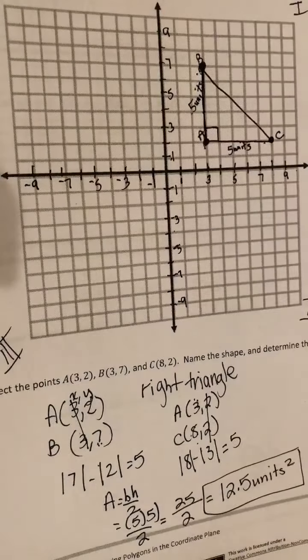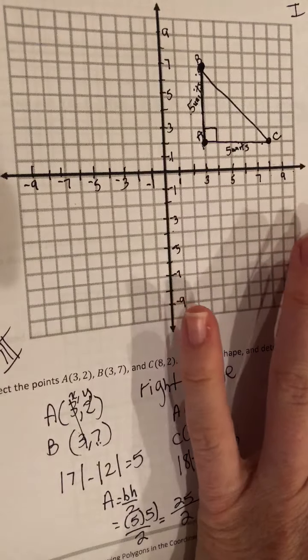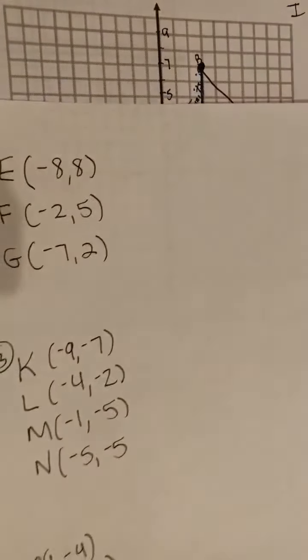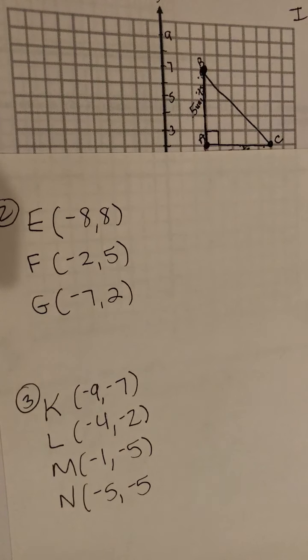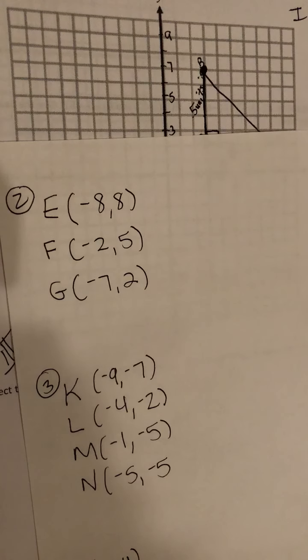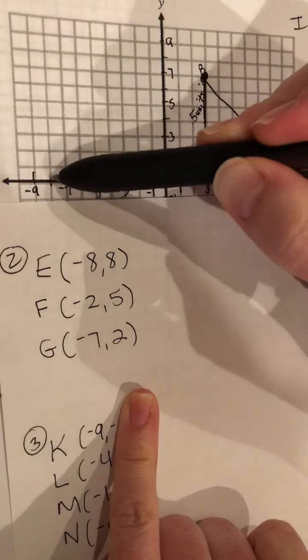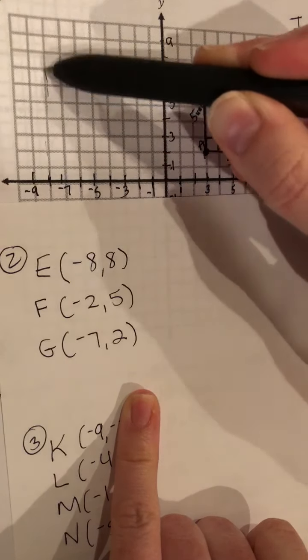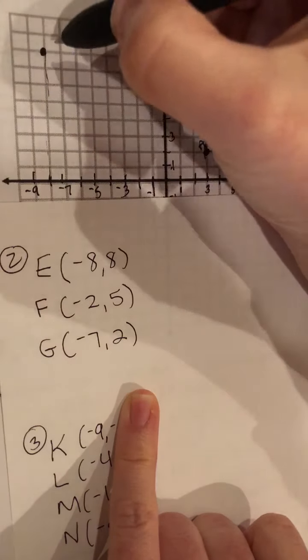Okay, the next page is questions 2 through 4. I'm going to plot them on this coordinate plane. So I already wrote them out so I could have them, so I didn't have to flip back and forth. So E is at (-8, 8). So (-8, 8). Whoops, don't do those lines like I did. (-8, 8) is E.